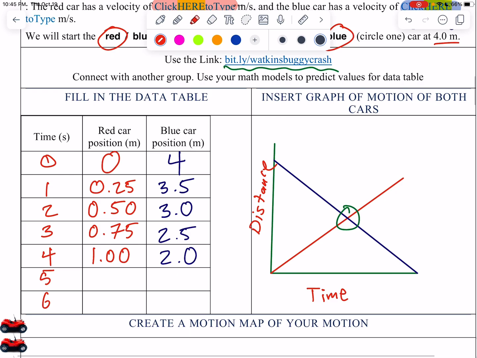You'll notice that there's another data table here, but this time you're going to predict the data, right? Predict where each car is going to be after every second. Now the difference here is you're not collecting the data, you're using the velocity of each car that you found on day 1 to fill out that data table. So once again, you're establishing which car is going to start at 0, which car is going to start at 4. If you do this correctly, one column should be increasing in distance, one column should be decreasing.